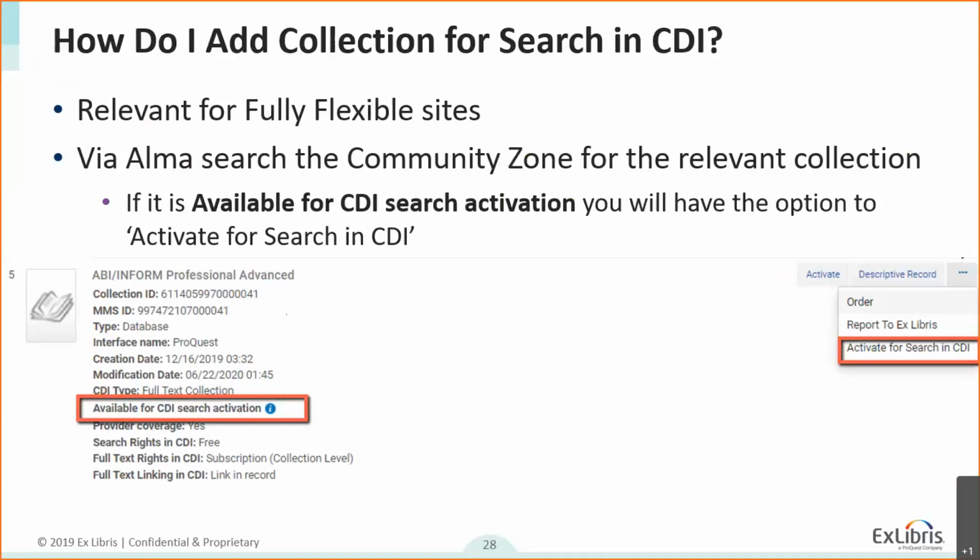So how do you do that? You use Alma for that. You search the Alma Community Zone for the relevant collection. It's a collection that needs to be available for CDI search activation. If it's not available for CDI search activation, then you won't be able to activate it for searching in CDI. But if it is available for CDI search activation, such as the example here, then you will see on the right-hand side an action to activate it for searching CDI.